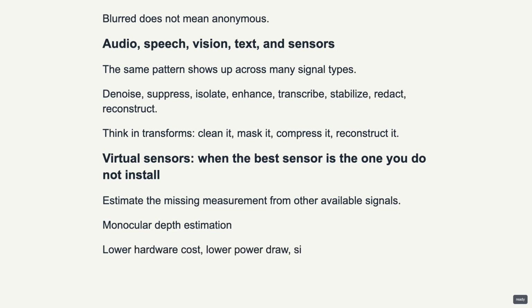That trade-off is exactly why this belongs in Edge AI. On-device inference can make a product cheaper and easier to build while substituting for hardware that would otherwise be too expensive, too large, or too power-hungry.